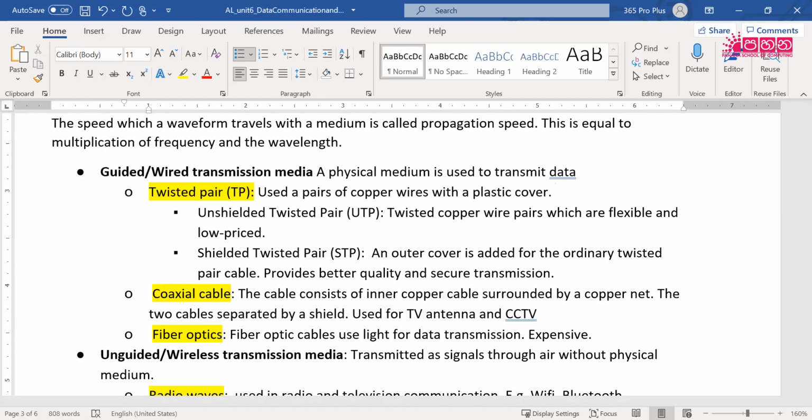So you will have a plastic cover here. And why is there a cover? Usually to remove the effects of electrical interference, because when you have wires mixed together, that happens, right?